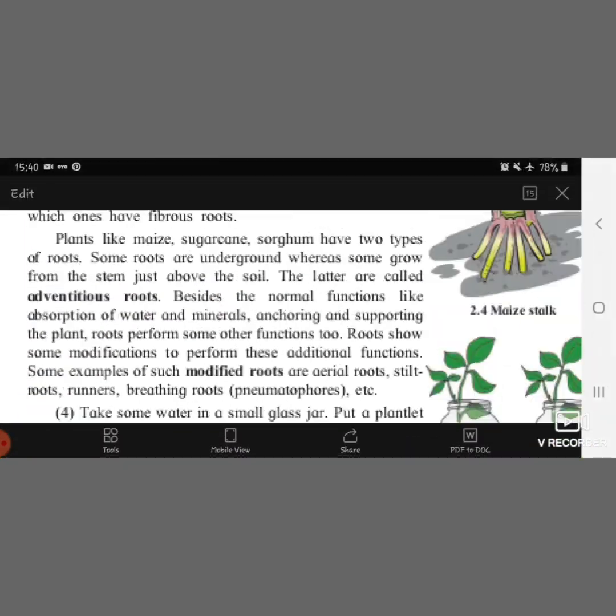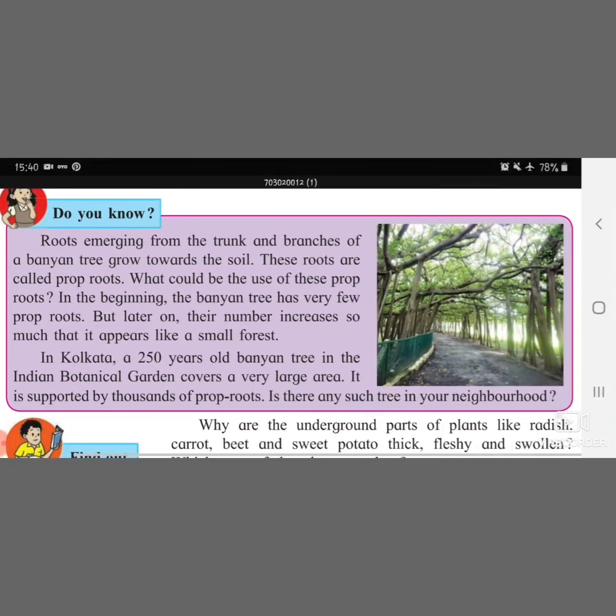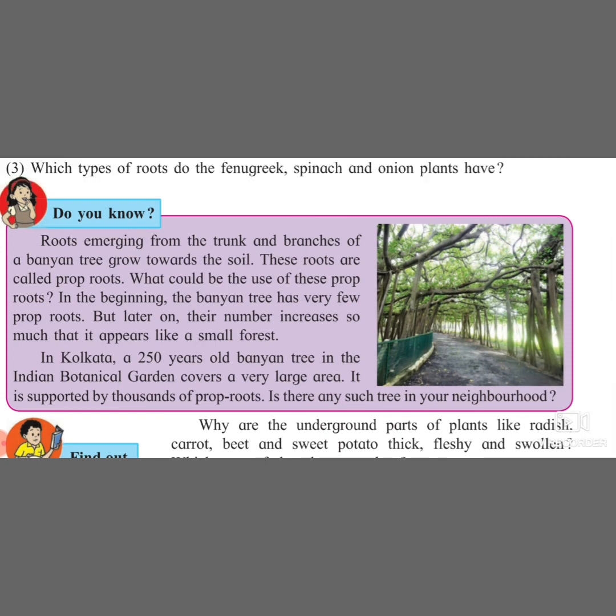Now have you observed the banyan tree? You can see here the banyan tree present. You can see the roots are coming from upwards and they are coming near the ground. If you have observed a banyan tree, you can see the roots are coming from up and they are coming near the ground area. Roots emerging from the trunk and the branches of a banyan tree grow towards the soil, and these types of roots are called prop roots. I have just told you, I will tell you what prop roots are. Prop roots and stilt roots are the same.